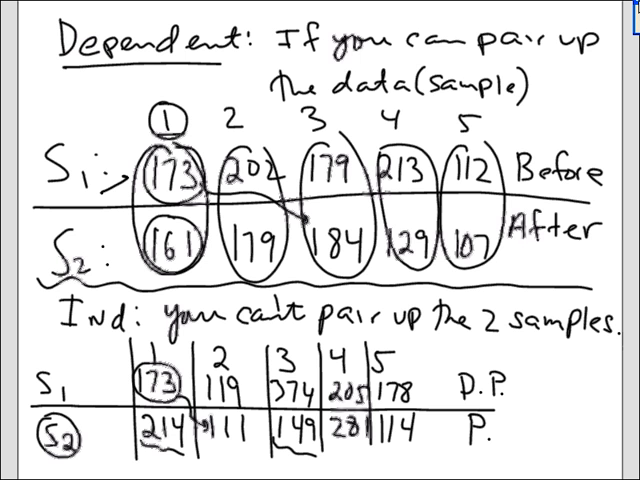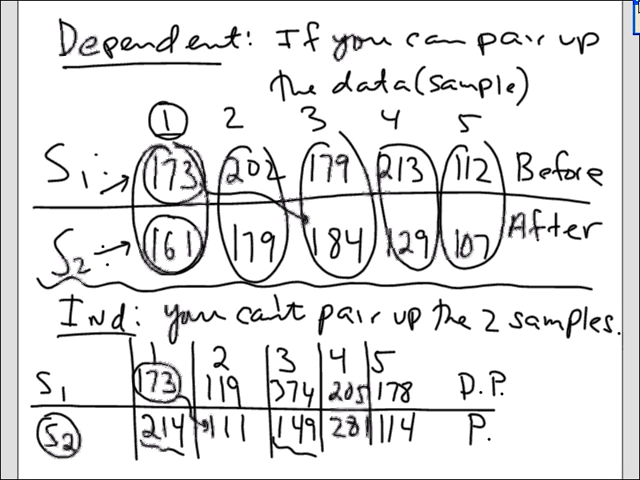Okay, in the first case, number 1 in sample 1 and number 1 in sample 2 were the same person. Of course you pair an individual person with themselves. It was logically sound. But in the second scenario, it's independent samples. You cannot pair them up in a meaningful way.